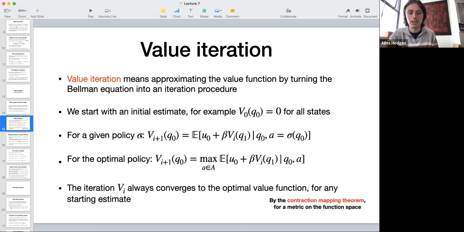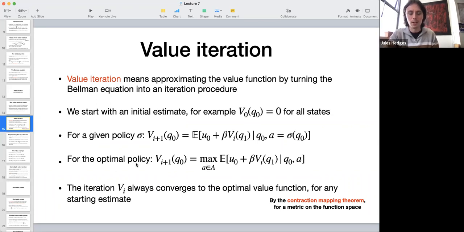That's for where sigma is any policy. If sigma is specifically the optimal policy, then we can say that V_{i+1}, the next estimate, given the initial state Q0, is going to be the maximum over all actions that we could choose, of the expectation of this thing, where U0 and Q1 are given by Q0 and A. So remember that, again, the conditional probability of U0 and Q1 given Q0 and A is exactly the defining data of the MDP.